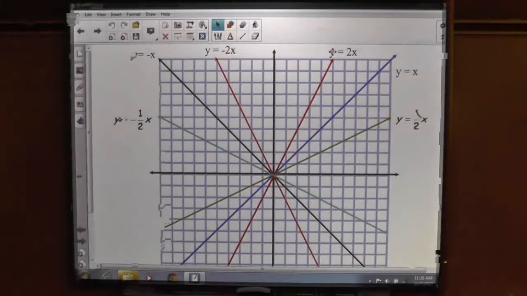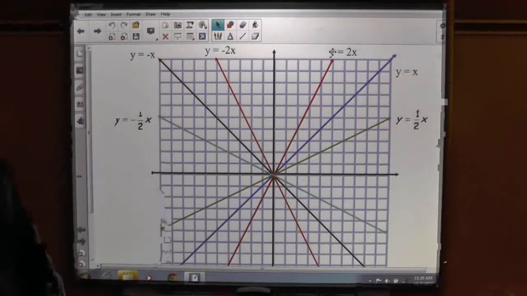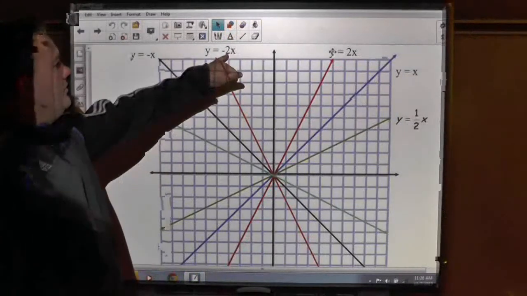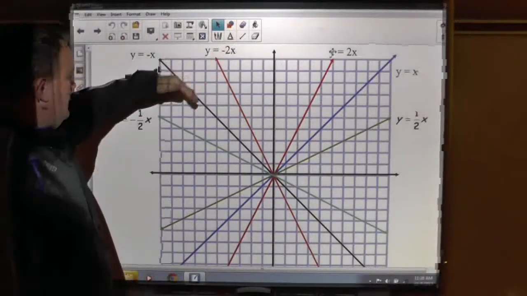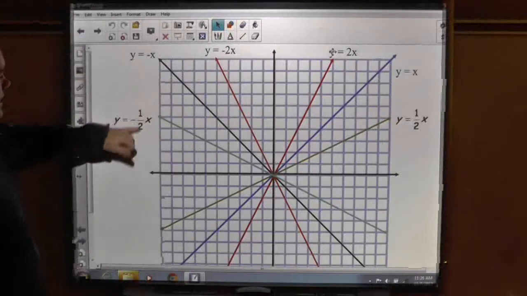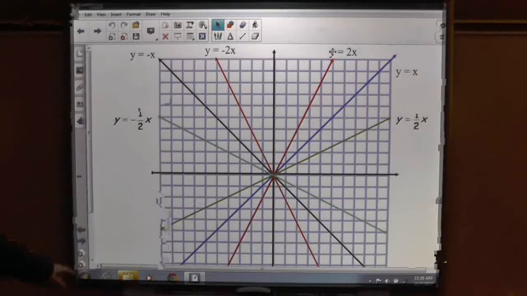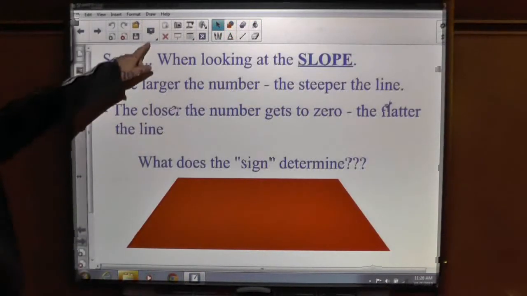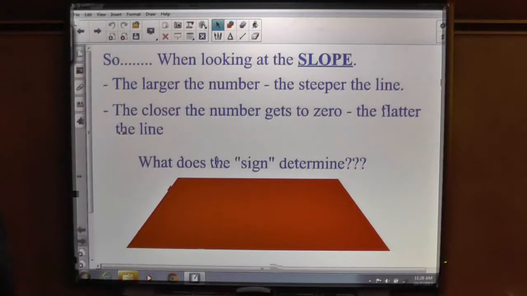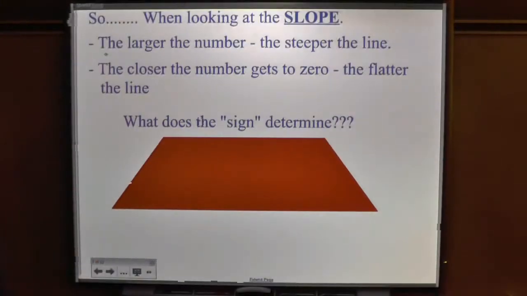And again, if you need to pause this so you can draw these on there, draw all 6 lines on that paper. All 6 need to be on there. Again, the big idea, the larger the number, the steeper the line. The closer that number, the slope, gets to 0, the flatter the line. So, here we go. This is very important. This needs to be on your paper. So, the larger the number, the steeper the line. The closer the number gets to 0, the flatter the line.